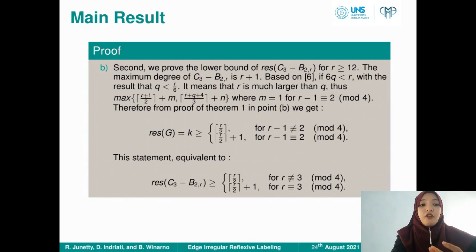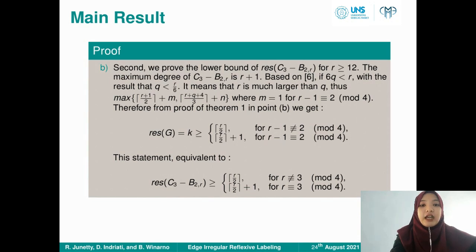The maximum degree of C3b2r is r plus 1. Based on Augustine's result, if 6q less than r, with the result that q less than r per 6, therefore from the proof of theorem 1, in point B we get rest G equal k greater than ceiling of r per 2 for r minus 1 not equivalent to 2 in modulo 4, and ceiling of r per 2 plus 1 for r minus 1 equivalent to 2 in modulo 4.